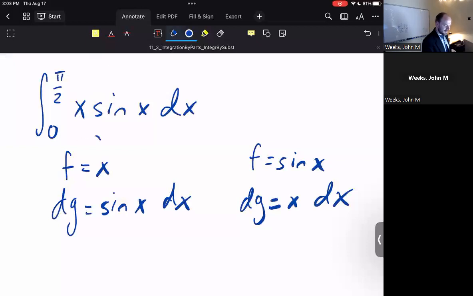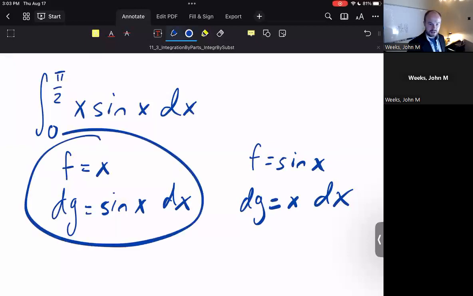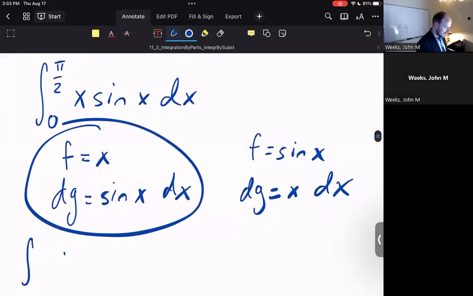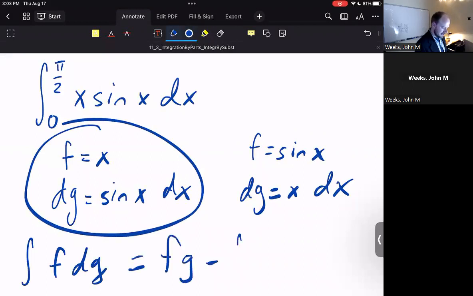Well, for this one, it turns out that this is the option that works out a little bit nicely. A little bit of the intuitive reason as to why is that we recall that the function we're going to be writing this as is fg minus the integral of g df. So whatever f is going to become df over on the right-hand side. The derivative of x is just 1, and that's pretty nice and easy to solve.